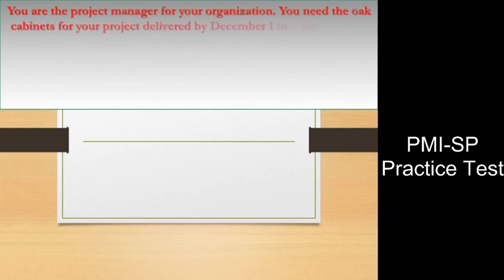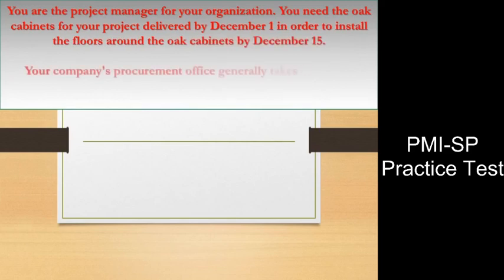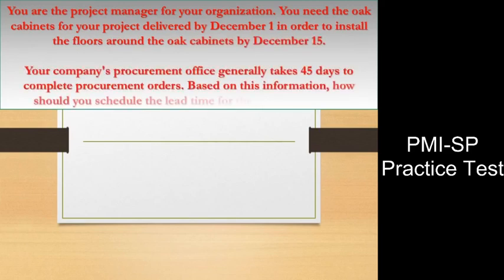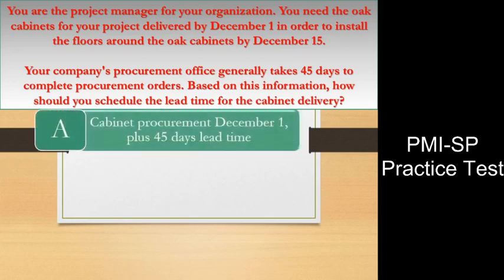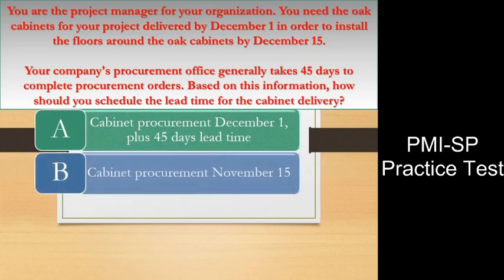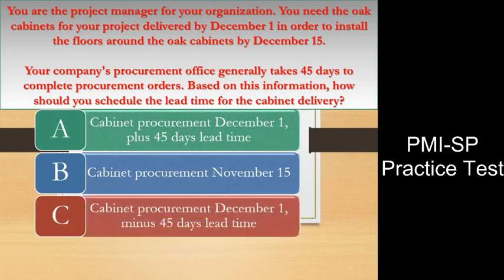Question. You are the project manager for your organization. You need the oak cabinets for your project delivered by December 1st in order to install the floors around the oak cabinets by December 15th. Your company's procurement office generally takes 45 days to complete procurement orders. Based on this information, how should you schedule the lead time for the cabinet delivery?